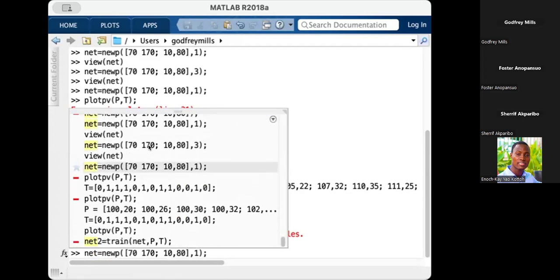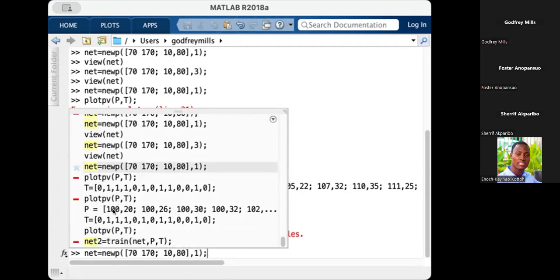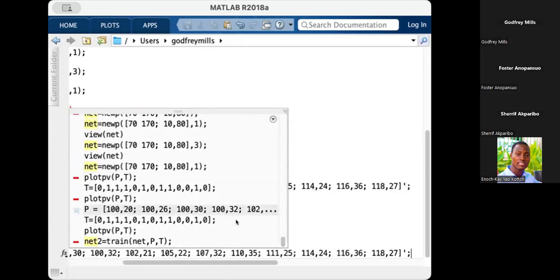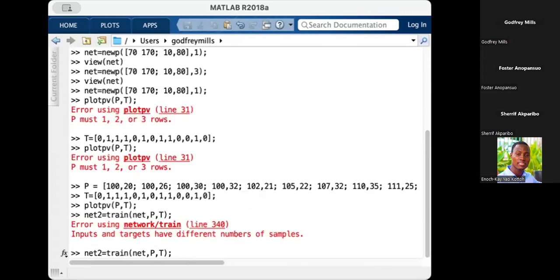Mouse is misbehaving. This is P. Where is my P? I have P to be equal to, okay. Then T is equal to, let me just. Input and target have different numbers of samples. So there's one that is not correct.